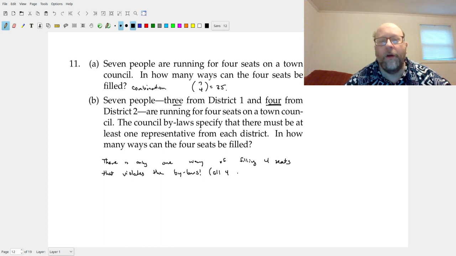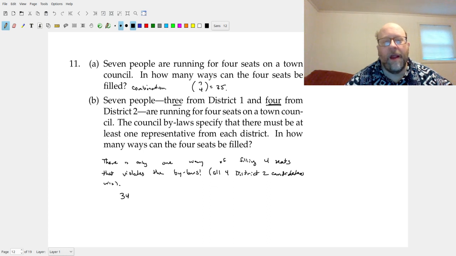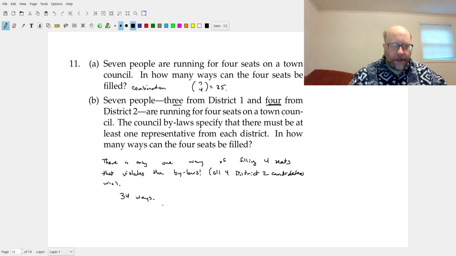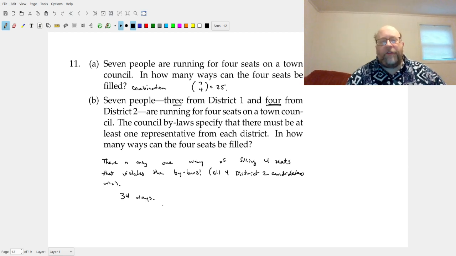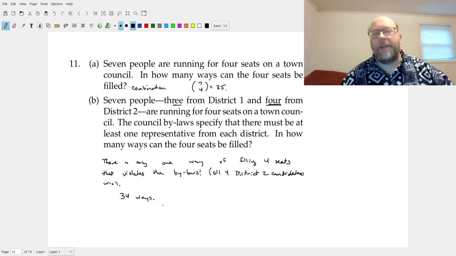All 4 District 2 candidates win. And so we just deduct that one case. And so there are 34 ways of filling out the 4 seats if we eliminate that one violating case. Okay? This is a problem, I think, that's much easier to do by subtraction instead of by addition.